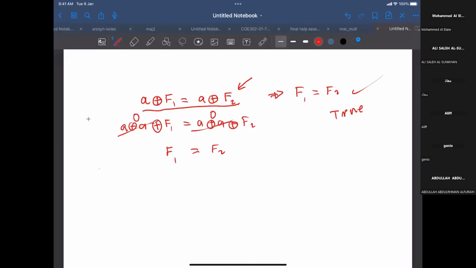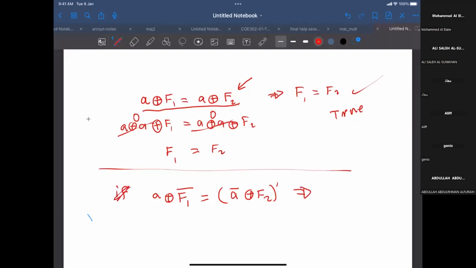The next one says if A XORed with F1 complement equals A complement XORed with F2 and the whole thing complement, then I can just use this implication sign, F1 equals F2. Is this a true statement or not? Let's start with this and see whether it implies this or not.